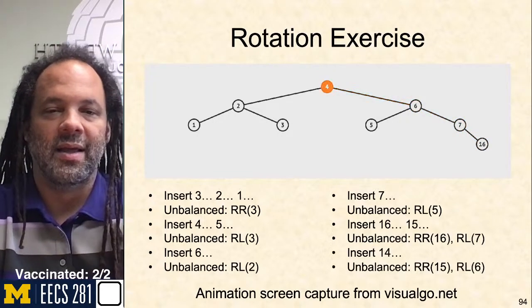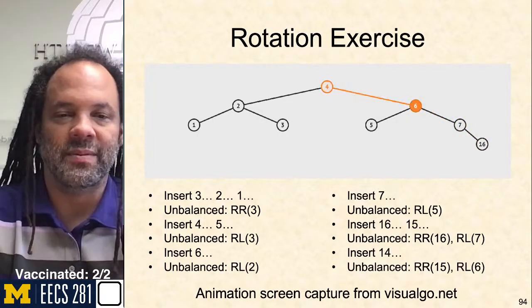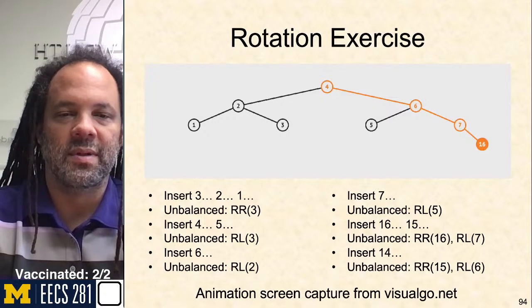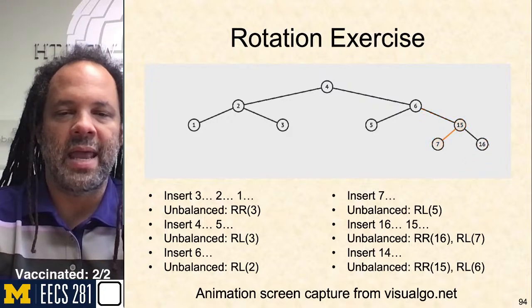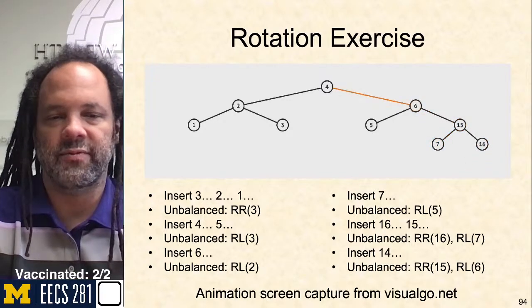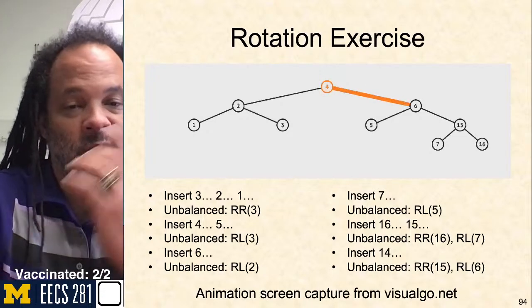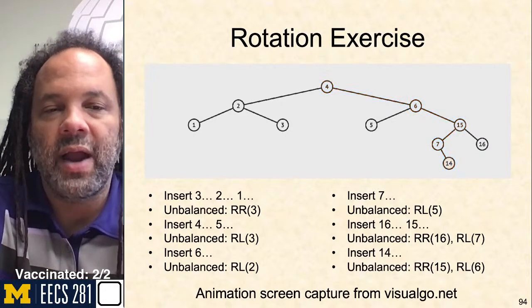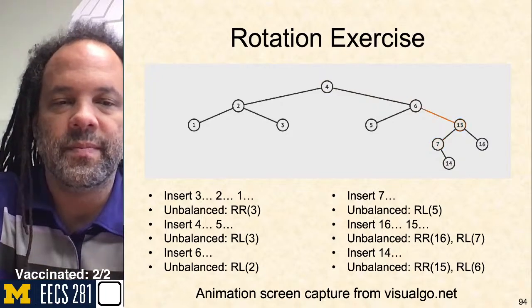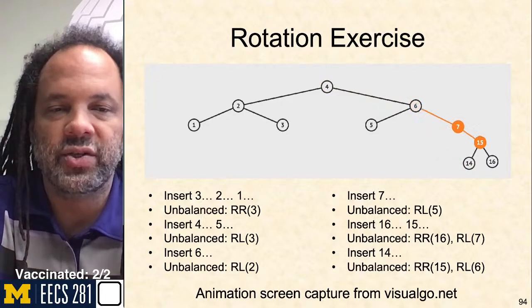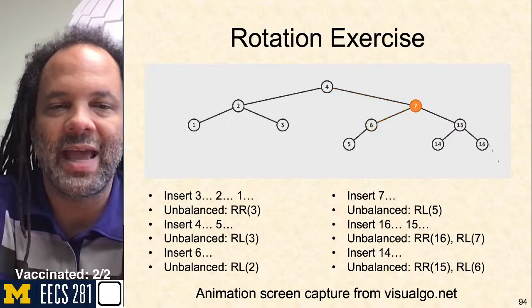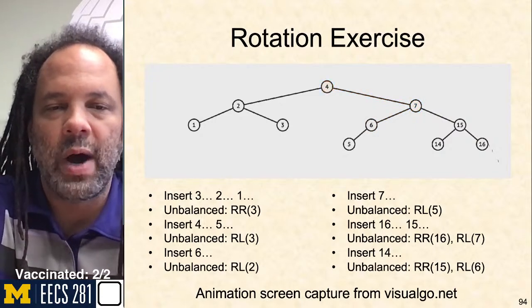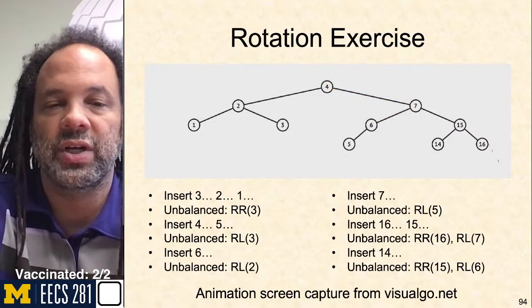Sorry, there we go. That one jumped, my animation jumped there, sorry. But this animation is just a screen capture from Visualgo. Visualgo.net. So you can go there and open up binary search trees, make sure you choose the AVL tree, and then you can give it any list of nodes and watch it do this insertion in order.